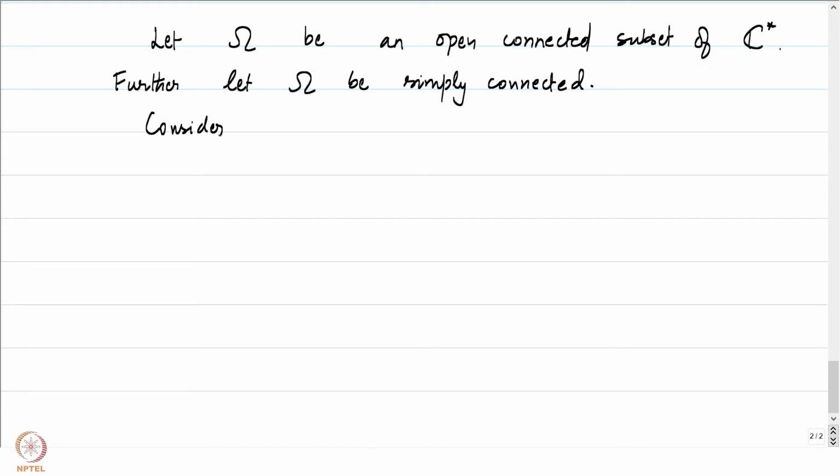Consider the function 1 by z on omega. Notice that omega is a simply connected domain which is contained in C minus 0, and in particular 1 by z is going to be holomorphic on omega. Consider the function 1 by z which is holomorphic on omega.